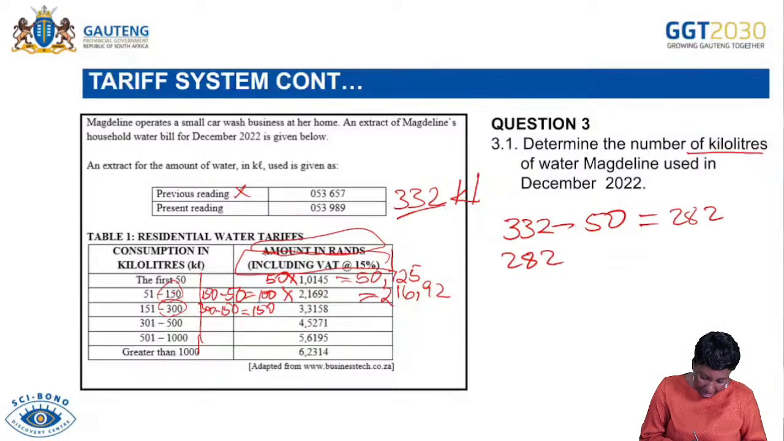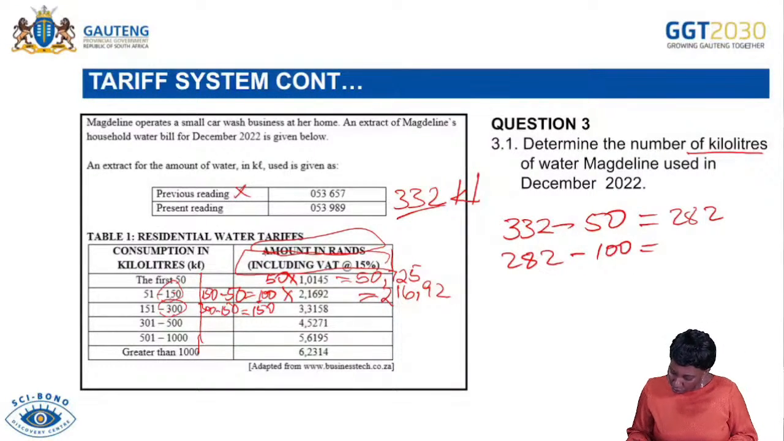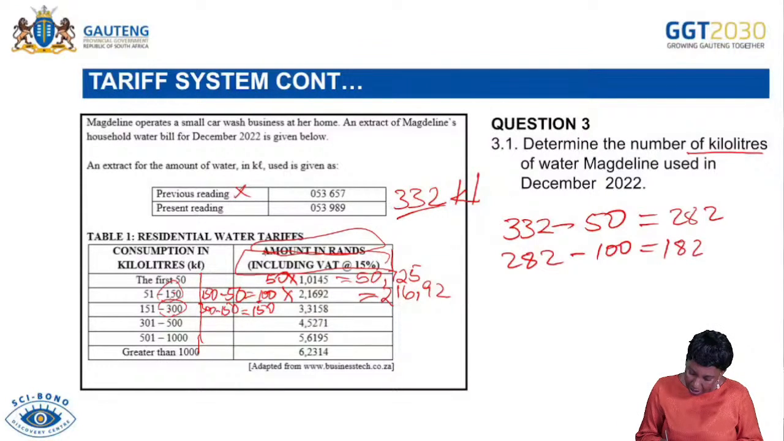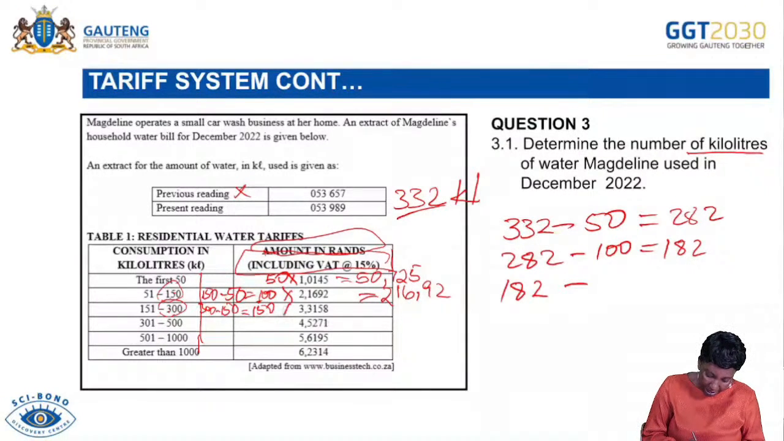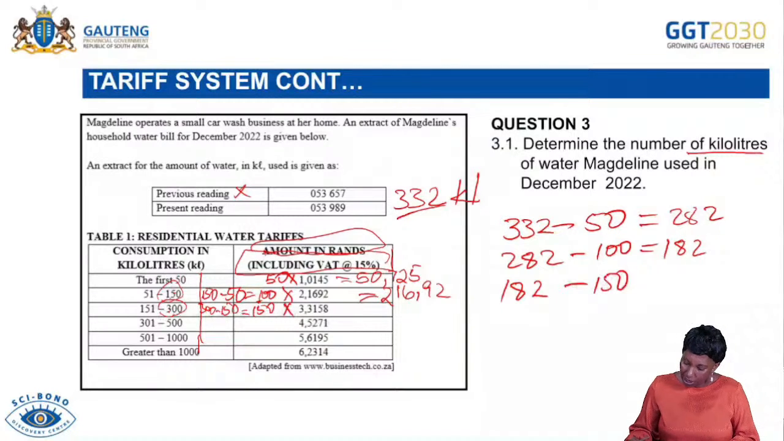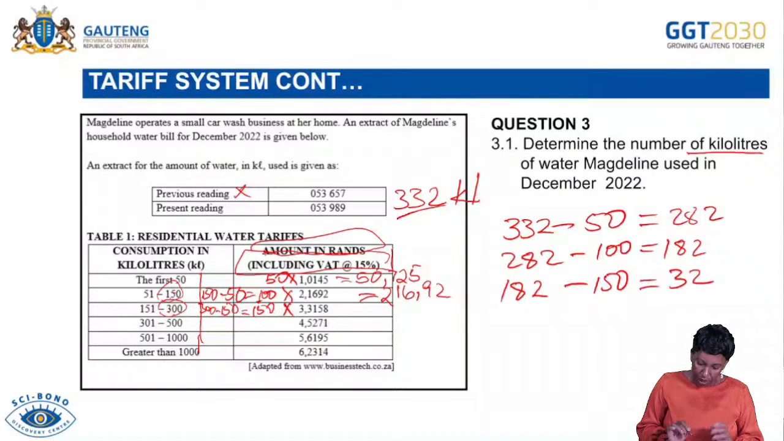Now I go to the next one. 282 minus the 100 on the second block. 282 minus the 100, I am left with 182. With the 182 that I'm left with now, I am going to the next one. This one, I said it is how many kiloliters? For this block, it's 300 minus 150. It gives me 150. Then I say 182 minus 150. Then I am left with 32.